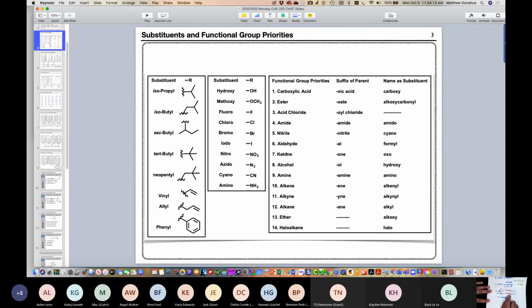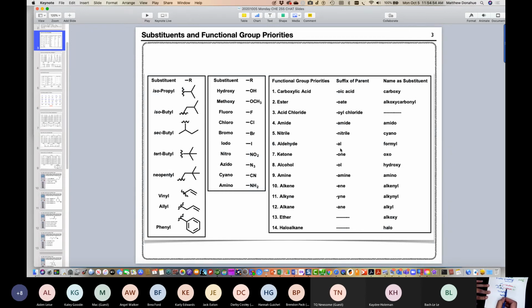So if the aldehyde has the priority in terms of the name, 2 is greater than 1, it says the suffix of the parent should now change to al. So what should we change heptane to? So we're going to drop the E. So we're dropping the E in heptane and we're adding al, so heptanal.